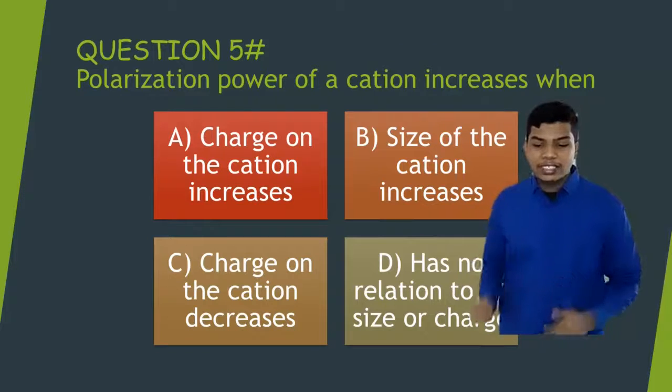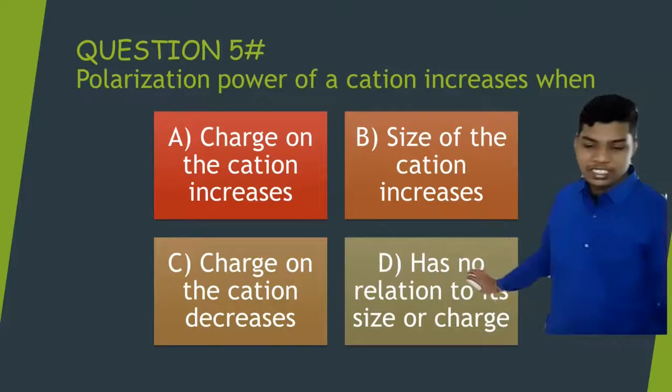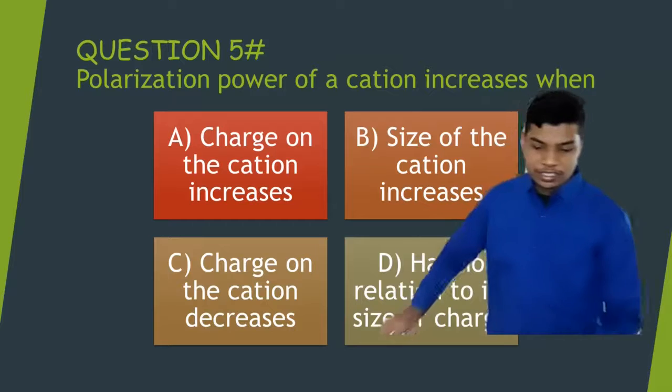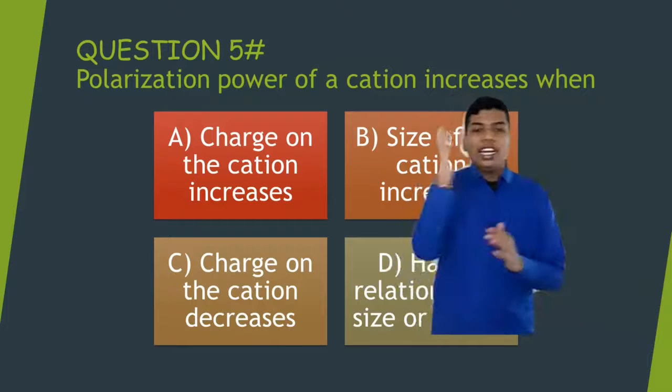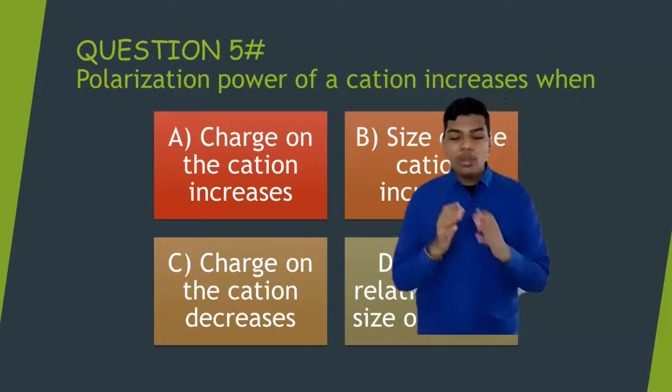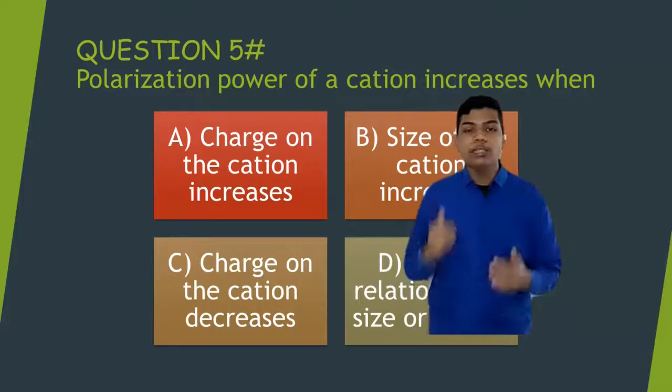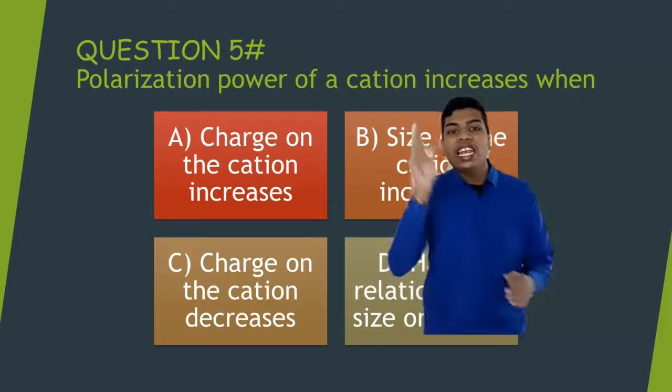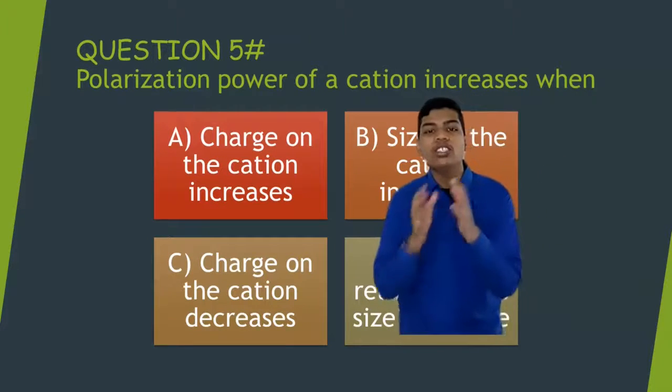The right answer is C. Why? Let's just see the analogy. Charge on the cation decreases because polarization power is inversely proportional to the charge of the cation.